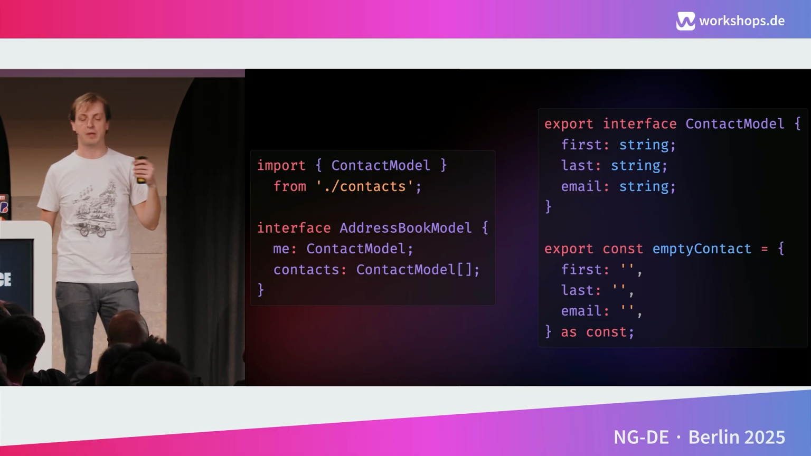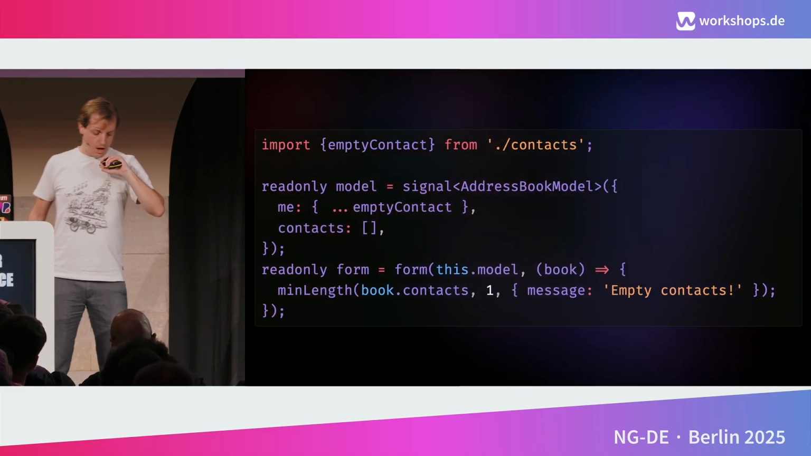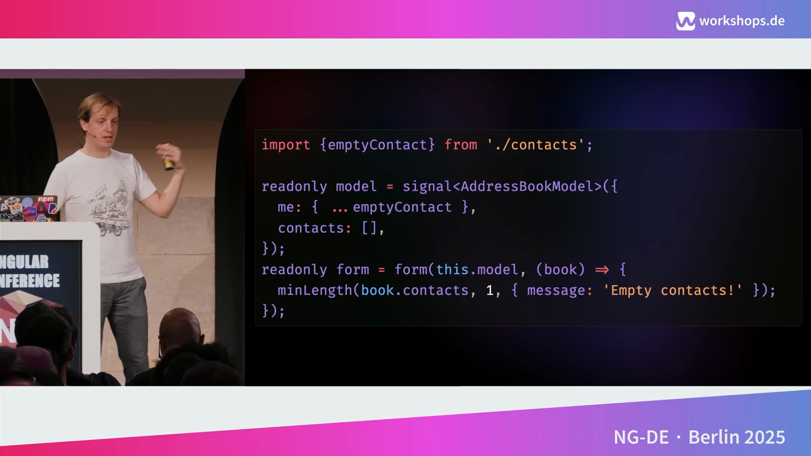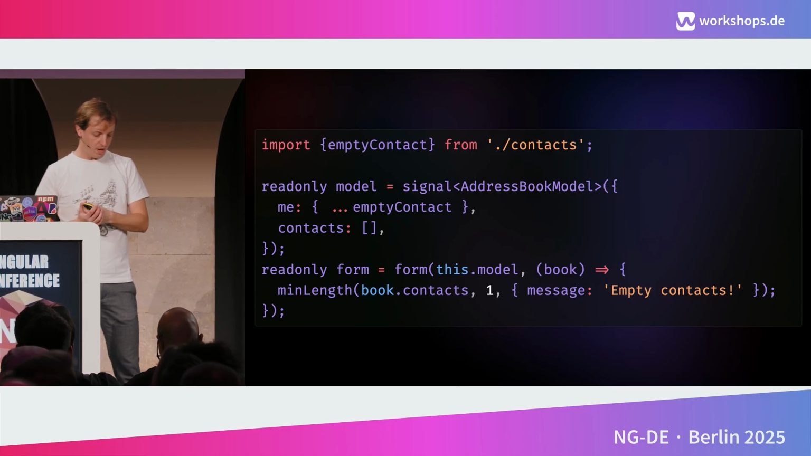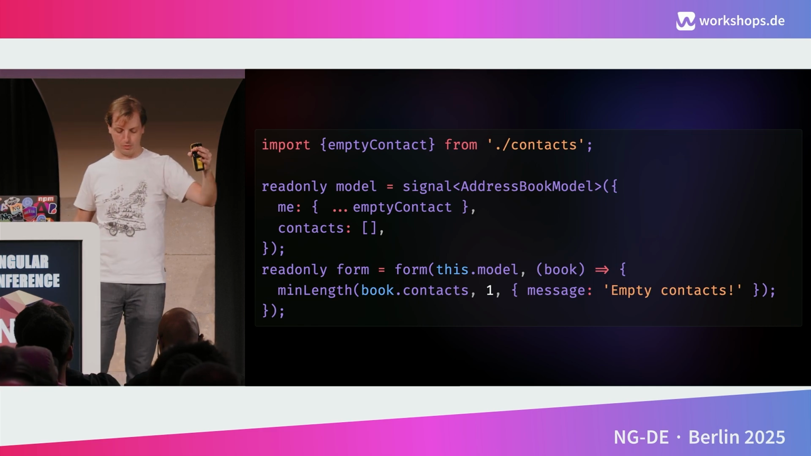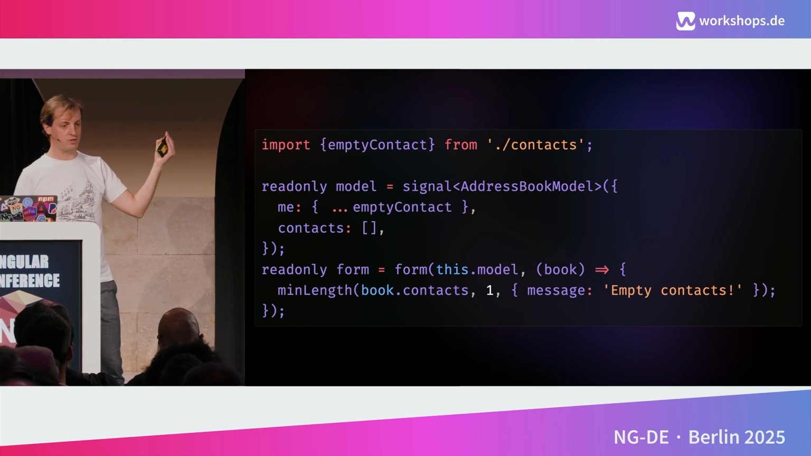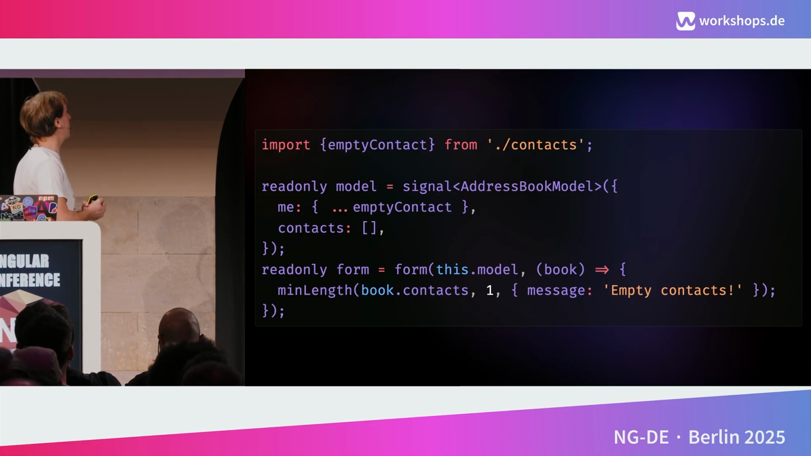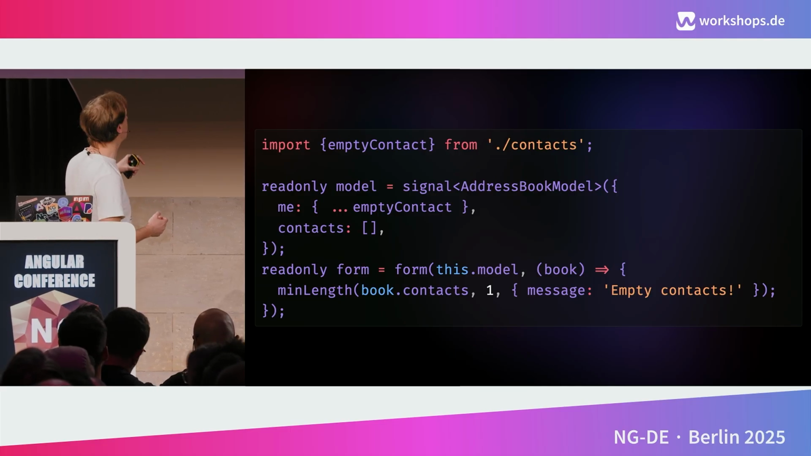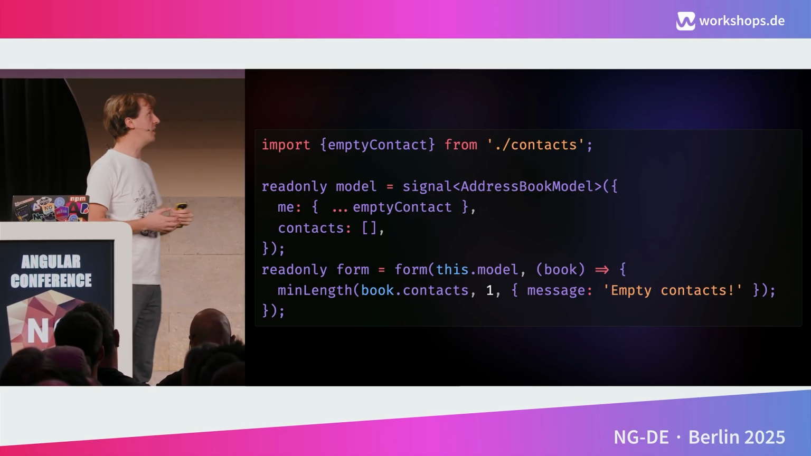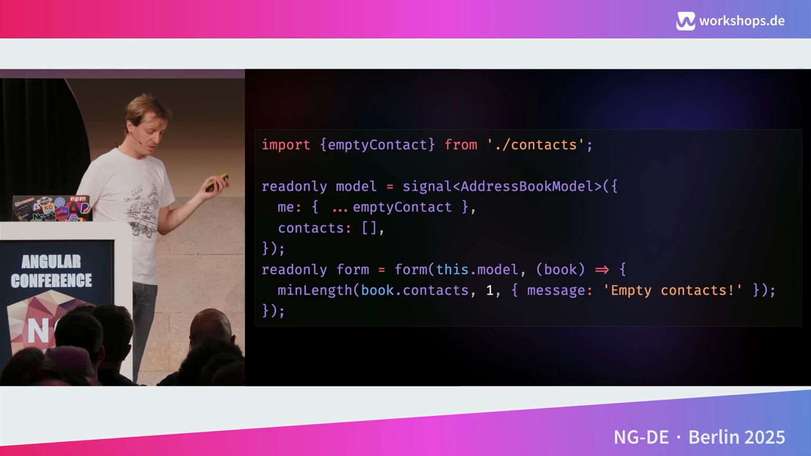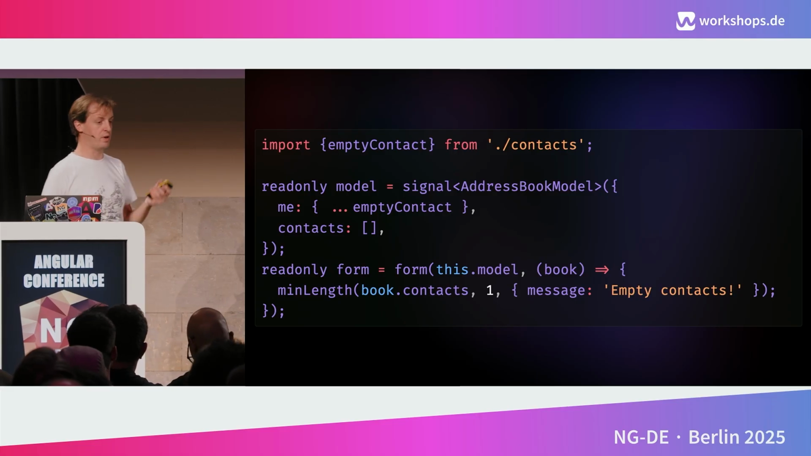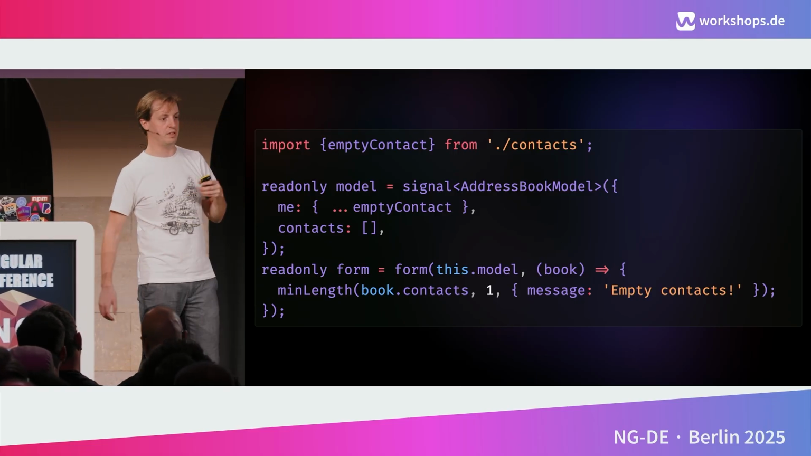And we create an object which is an empty contact. Like I said, model-driven, you create a signal with an empty contact, and an empty list of contacts. We create a form the same way. You call the form function, you pass it the model, and you have the callback just to set the validations. So here, for example, I want my form to have at least one contact in it, else it's not valid. So you use the min length validator, you pass it the contact path, you say minimum one, and your error message. Like I said, again, very declarative.